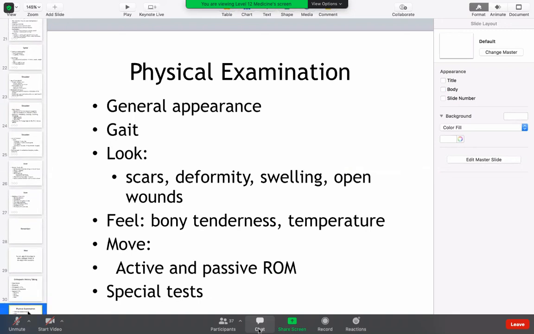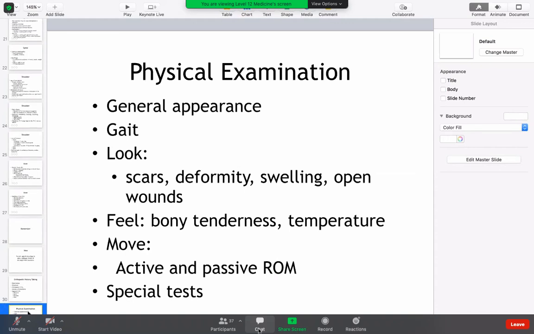Regarding physical examination in orthopedics, it is usually straightforward. Start like other examinations: general appearance, take the patient's vital signs, then start examining the patient's gait. I will talk about this in detail in the future, as there will be clinical sessions in the college. But in general, examination starts with the general appearance, and then look, feel, move.